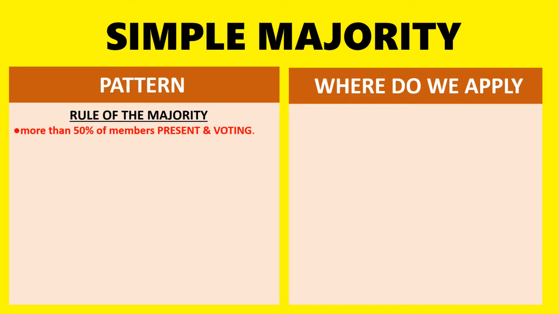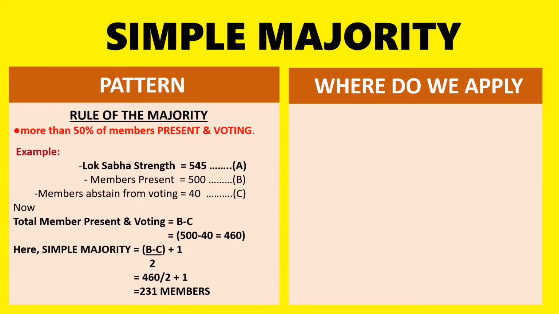Here, first we have to understand the rule of the majority. The rule is that for a bill, resolution or motion to be passed, the first condition is that it must be passed by more than 50% of the members present and voting. What does it mean? Let's take an example and understand more.